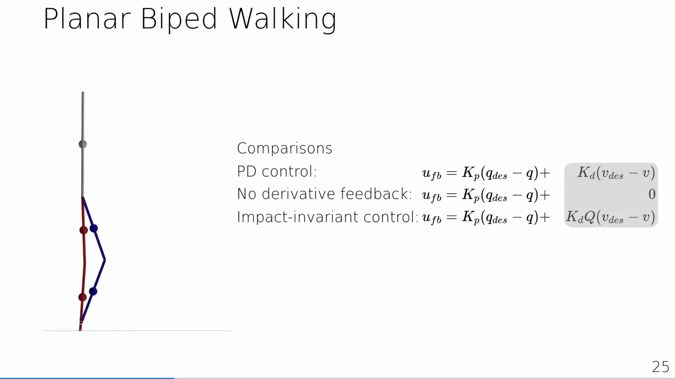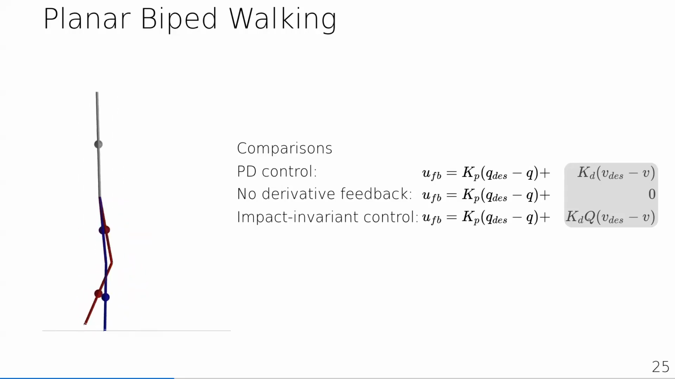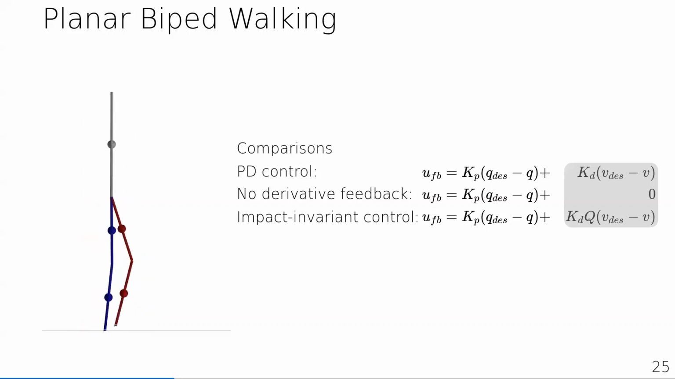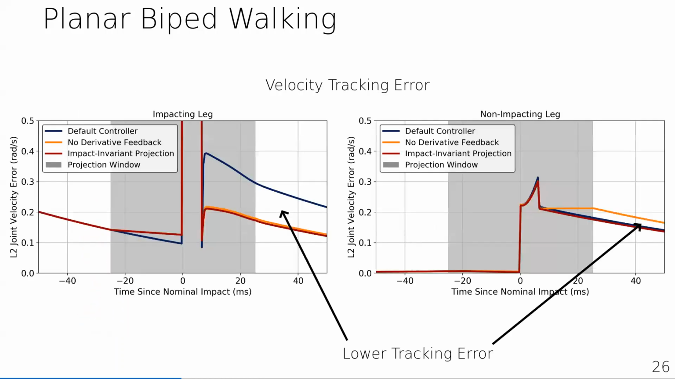Okay, now with the controller defined, let's apply this to a walking controller for the planar biped, and we compare against two methods: one which is the default controller where nothing special is done at impacts, and the no derivative feedback controller where we just turn off all derivative feedback at impacts. I plotted the tracking error right around the impact event, with the left plot showing the error in the leg that's impacting the ground, and the right plot showing the error in the non-impacting leg. The gray region shows when the modifications are active.